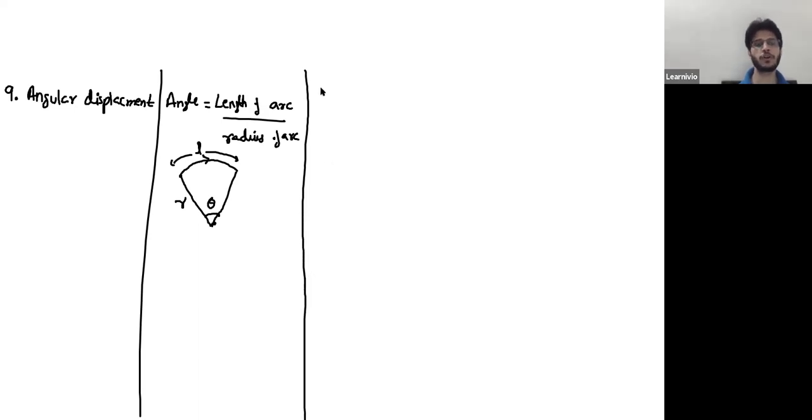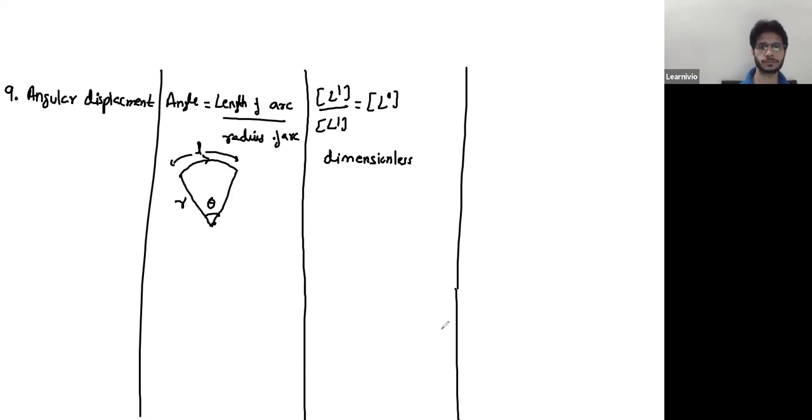Next, when we write the dimensional formula, the length of arc is length. Radius is again length. So it's length over length, they get cancelled out, simply L0. So angle is dimensionless. It doesn't have any dimension. The next is the SI unit of angle, which is radian. There is no CGS unit of angle, so I'm not writing any CGS unit here.